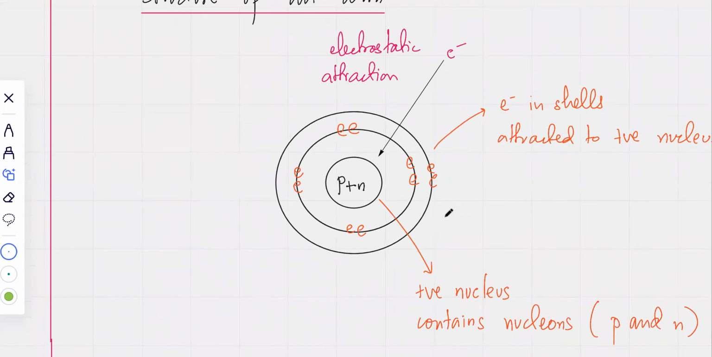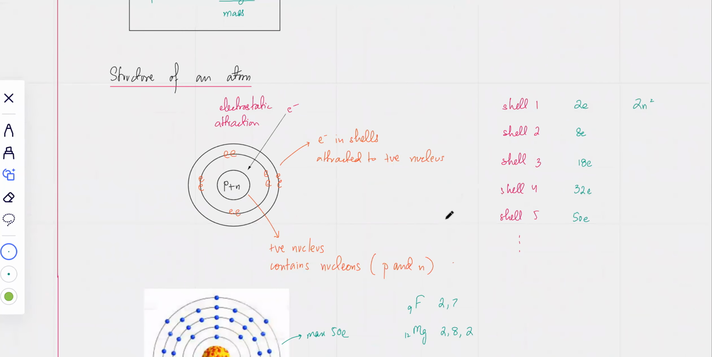Now we started talking about the structure of an atom. I told you that the nucleus has protons and neutrons, and the electrons are all attracted to the nucleus, which is the middle nucleus over here. It's positively charged.